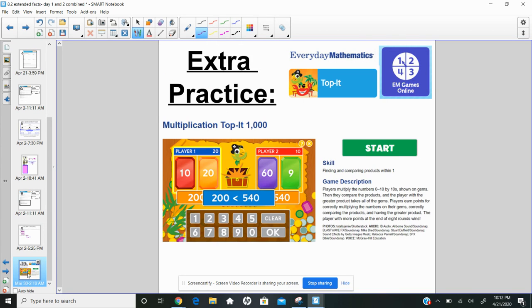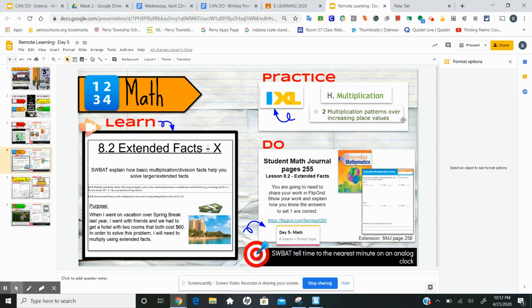If you would like to get some more extra practice, you can do this on Top It with the multiplication Top It to 1,000. Here it's going to give you these larger facts that you can play. Now this is not part of your lesson. The lesson has you practicing on IXL because this is exactly like what it has you doing with our page 255, where it gives you one fact and has you extend it, seeing those patterns with increasing place values. But if you want even more practice, doing it on Top It on McGraw-Hill is another great way to get some extra practice.